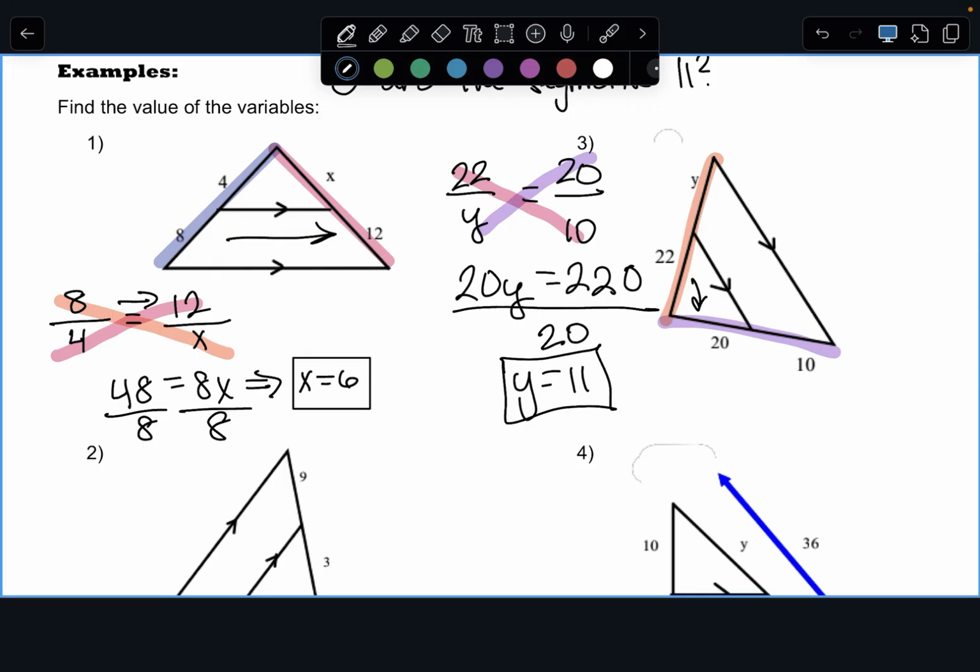Okay? And for all of these, throughout the whole unit, we can check this. We can make sure that 22 divided by 11 is equal to 20 divided by 10. We can plug it back in and make sure that we're right before we turn anything in. Questions on that one?